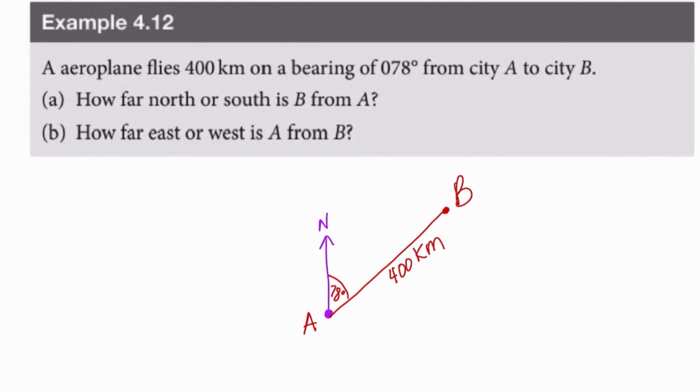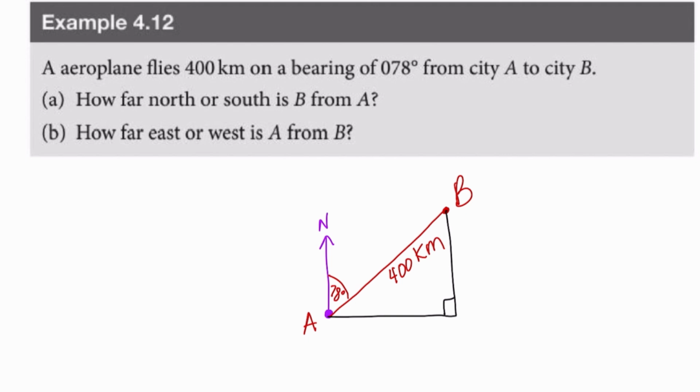The question does not give us any additional movements. It doesn't tell us another bearing. This is it. So it says how far north or south is B from A? How far east or west is A from B? So what I'm going to do is create a right triangle. And yes, we are allowed to do that. We're going to drop that perpendicular and create a right triangle.